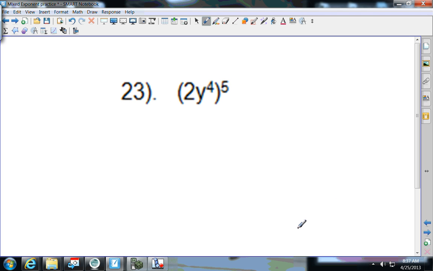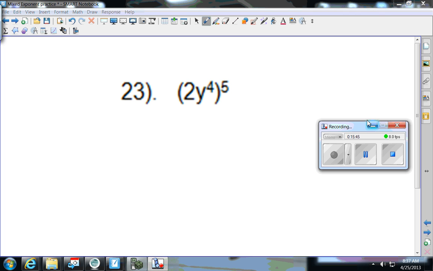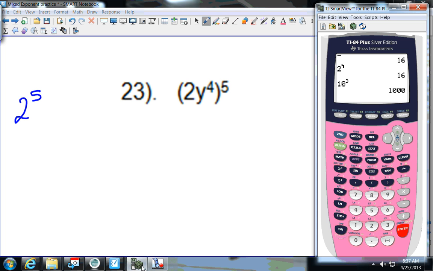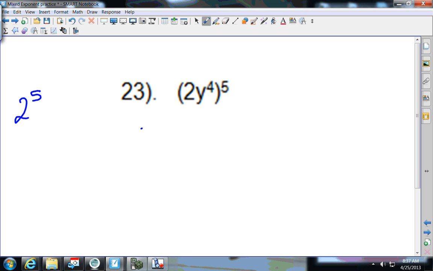There's number 23. Take a minute and pause the video and do this one. Okay, on this one here, you have 2 to the 5th power. So as I go to the calculator, I put in 2, caret 5, press enter, and I get 32. So this becomes 32. And then I have y to the 4th power to the 5th power. 4 times 5 is 20. Y to the 20th. That would be my answer.